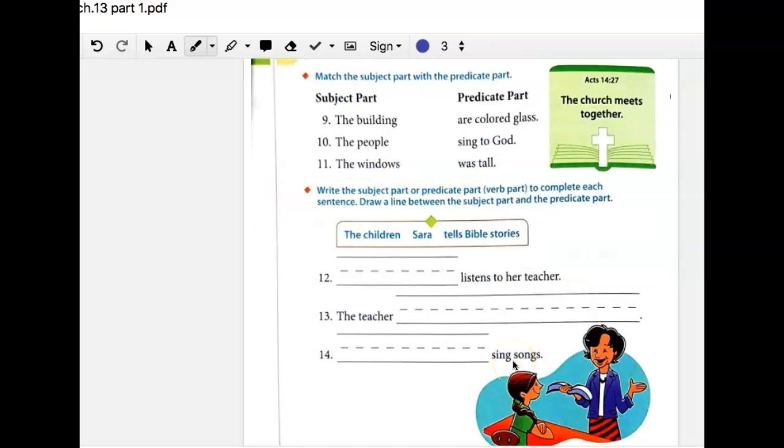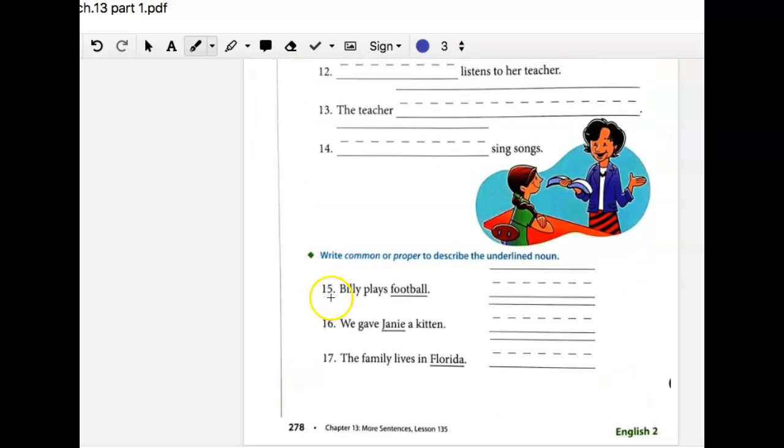The next page is pretty much the same as the page before. So you're going to connect the subject part with the predicate part for numbers 9 through 11. And for numbers 12 through 14, you're going to complete the sentences and then draw a vertical line in between the subject part and the predicate part. For numbers 15 through 17, you're going to write the word common or proper in this blank space to describe the underlined noun. Let's try number 15 together.